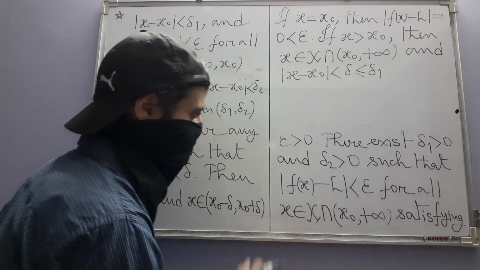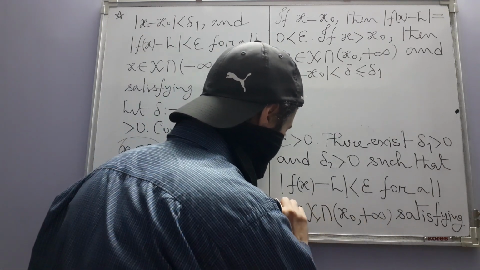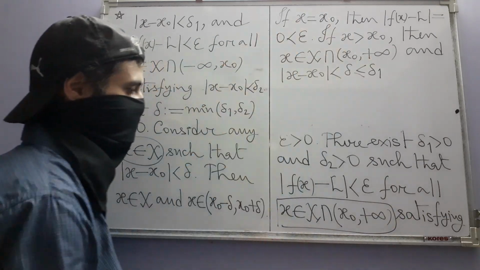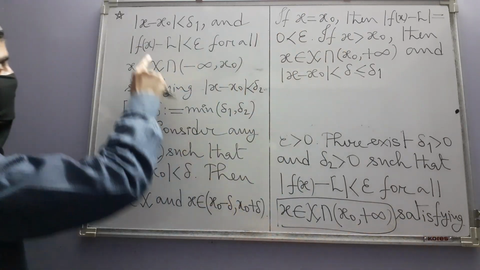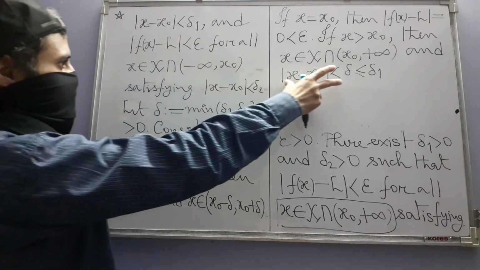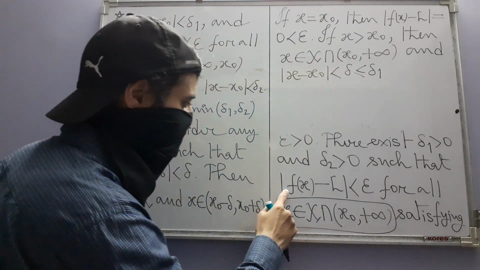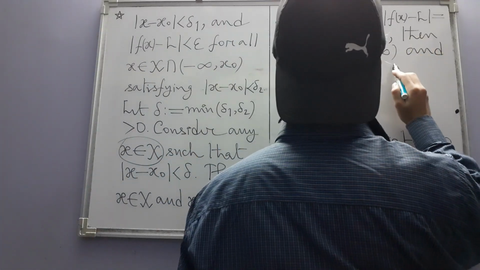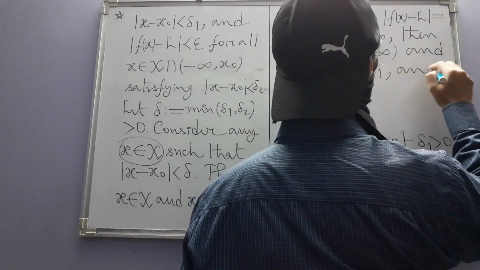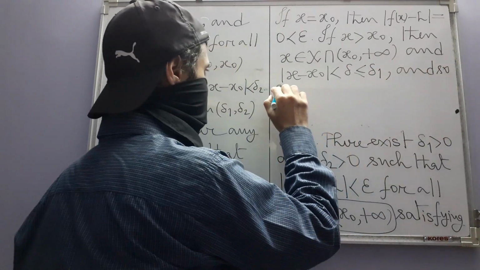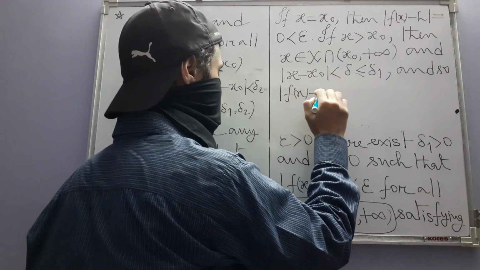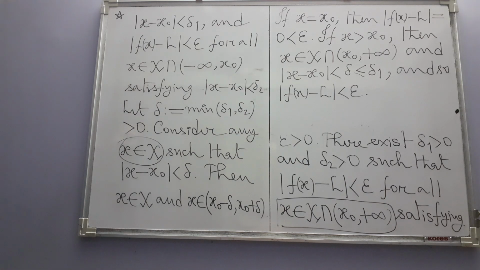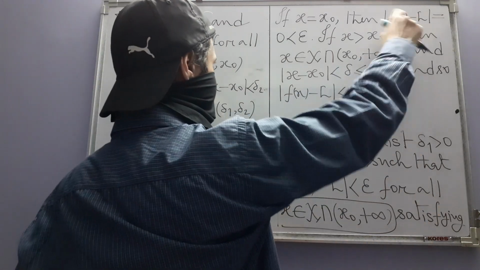But now you look at this part. Whenever x comes from this set and it satisfies this inequality, which it is satisfying here, then the distance between f(x) and L is less than epsilon. Okay, so in this case also we are getting this fact.